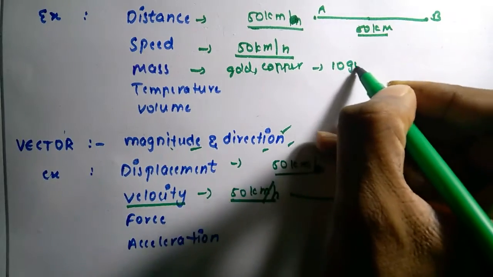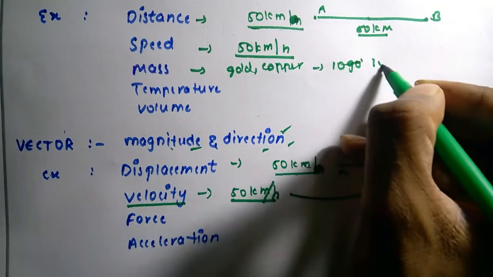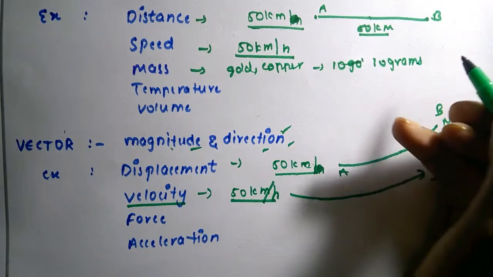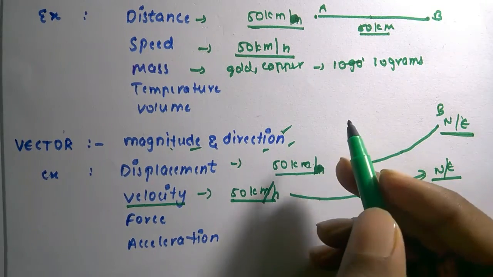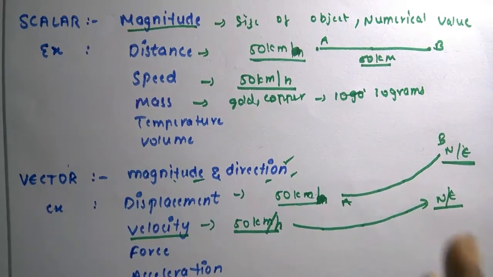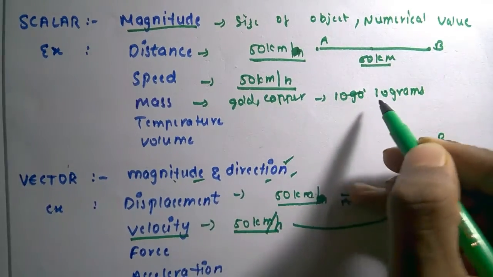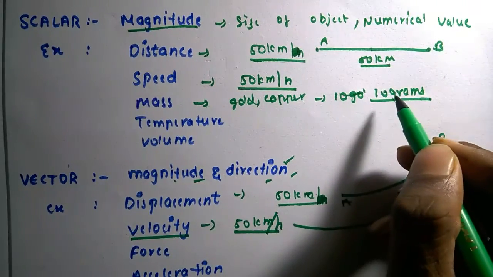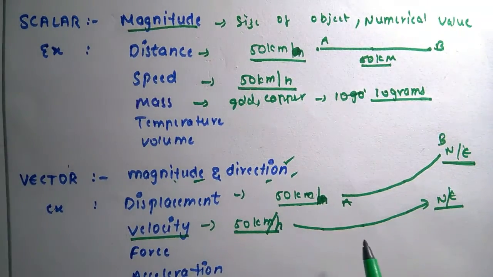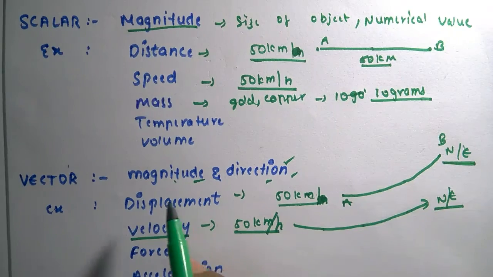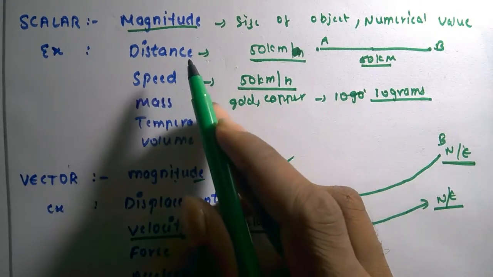We can say 10 grams of gold, but we cannot say 10 grams of gold is traveling through the northeast direction. It doesn't make any sense. So this has only a numerical value, that means 10 grams of gold is a numerical value. So this is only magnitude. So this is not a vector quantity. So mass is only a scalar quantity.